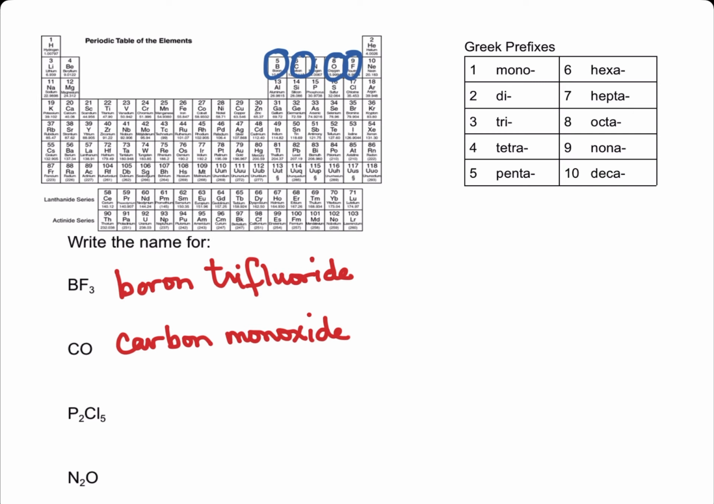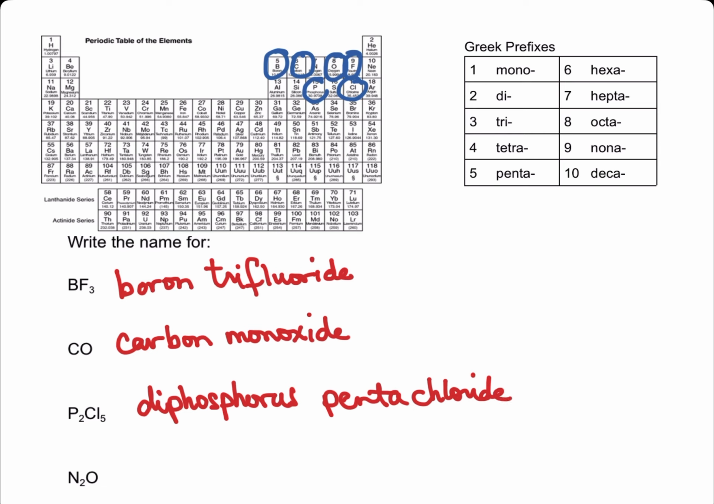The next example is P2Cl5. So we have P on the periodic table and we have Cl on the periodic table. So 2 nonmetals means covalent. Take a look at the subscripts. We have 2 P's, so that's diphosphorus, space, and 5 chlorines, pentachloride. Don't forget we have to change the suffix of the second nonmetal.